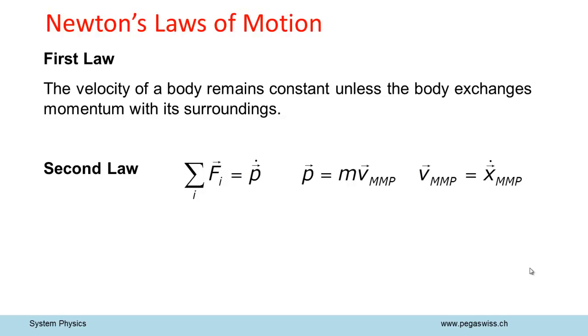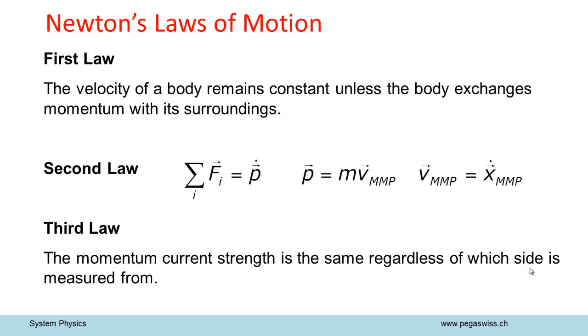Velocity equals change of place per time. This three-part statement is easier to understand and much more general than F equals m times a. The third law says that the momentum current strength is the same regardless of which side it is measured from.